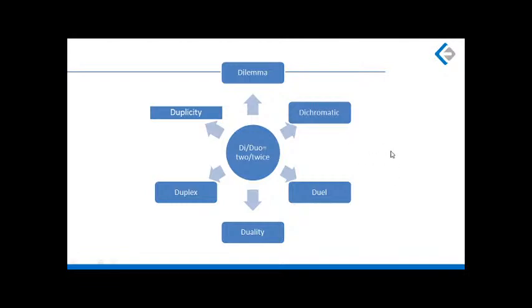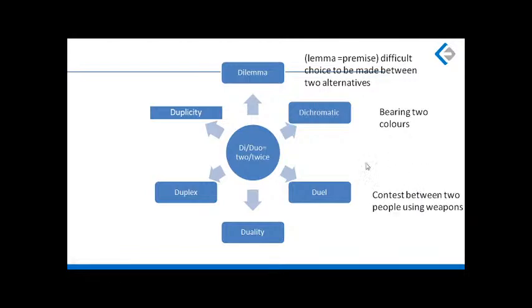Dichromatic, used for people who have eyes that, if you look deeply into them, you realize have two colors. Anything that has two colors basically is dichromatic. Next, a duel. A duel is a sort of fight or competition between two people only, both of them on opposite sides.